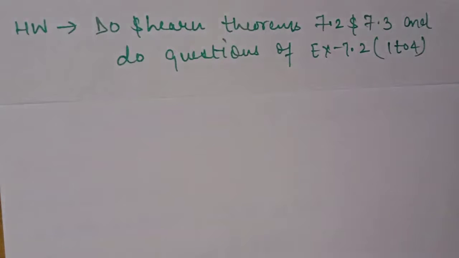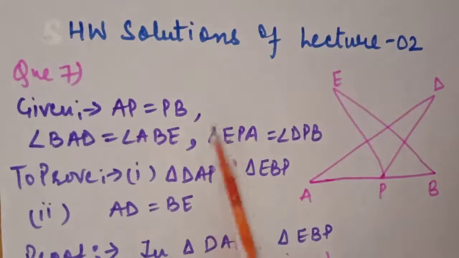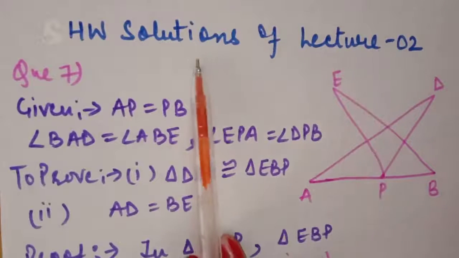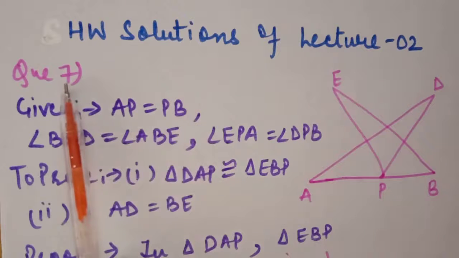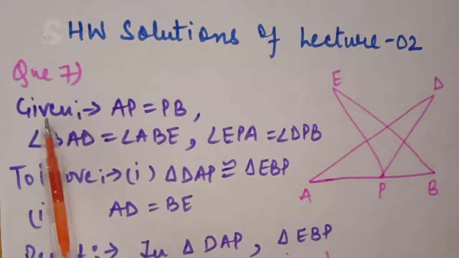Now your homework solutions of lecture 2. So student, these are the homework solutions of your lecture 2. In lecture 2 we discussed theorem 7.1 and some questions based on that theorem and the congruency rules. So students, I gave you exercise 7.1, in which we have two difficult questions.